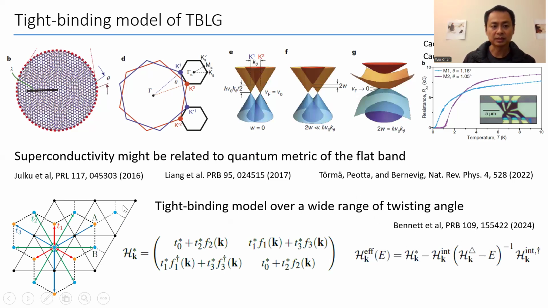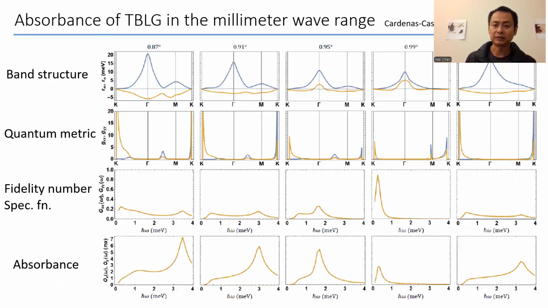Now, to address this issue, we use the tight binding model recently proposed by Bennett et al. that gives an effective band structure for a wide range of twisting angles. And then we calculate its optical properties, which is given by this slide over here. So here we're showing the band structure as reproduced from the Bennett et al. method.